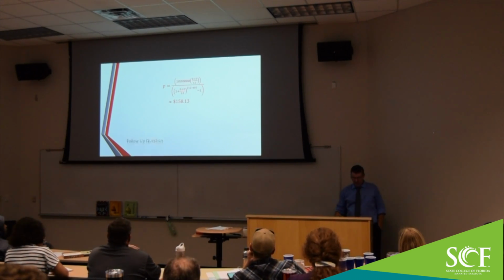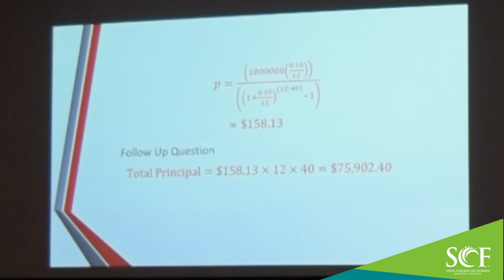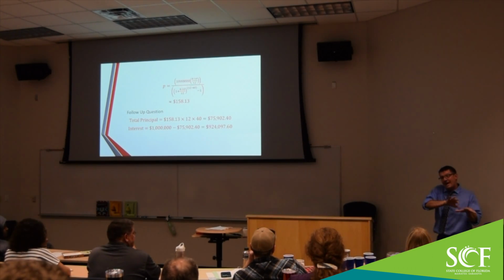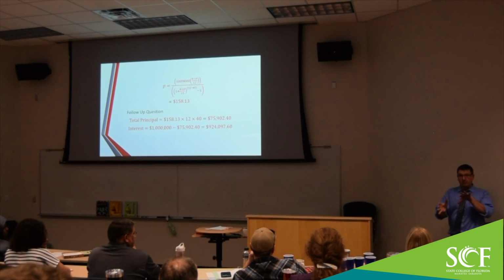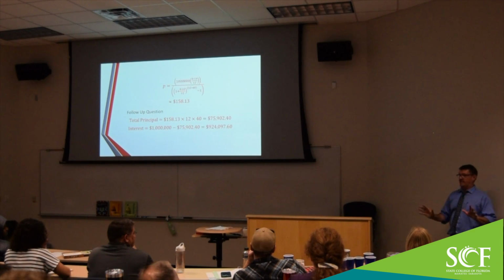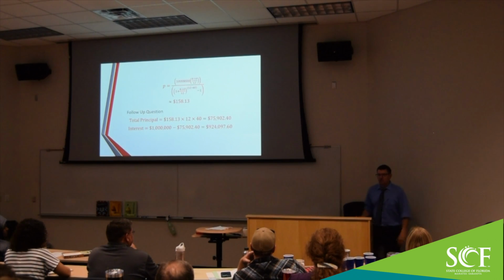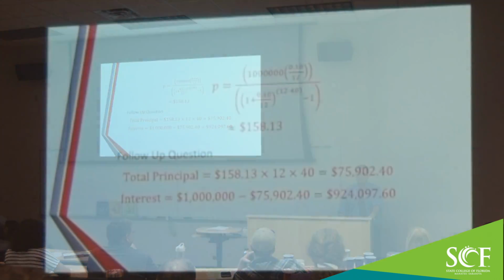That's reasonable. Follow-up question: if you take that times 12 times 40, that's your principal. Over the course of those 40 years, that's how much you are investing. Subtract that from $1 million, and that's a lot of interest. To me, between this and the house, when we do this in liberal arts math class, this is fantastic. The eyes open up, and sometimes you get some non-traditional students saying, I wish I'd have known this 5 years ago.